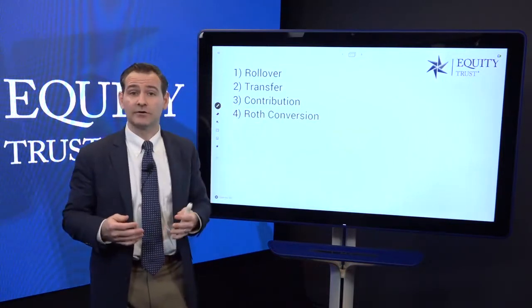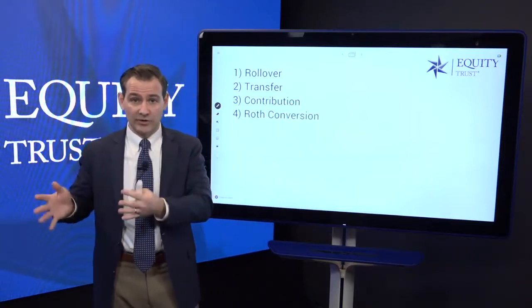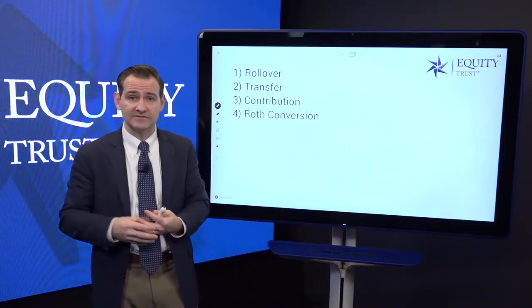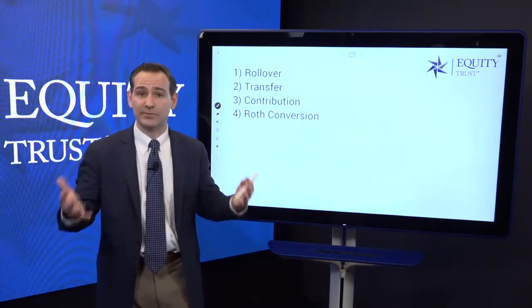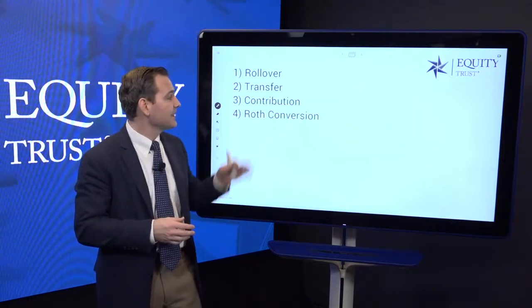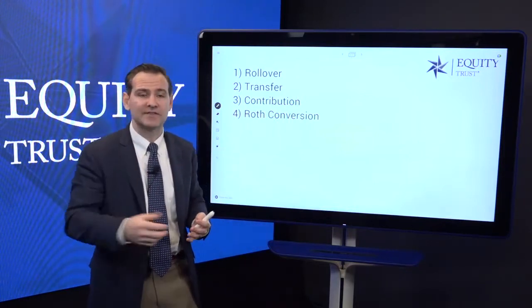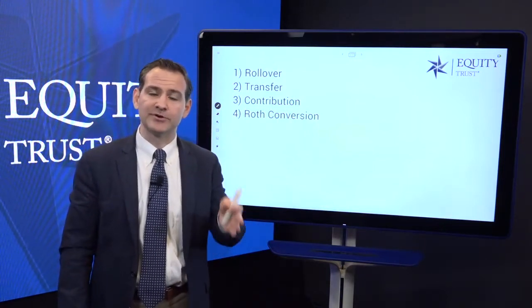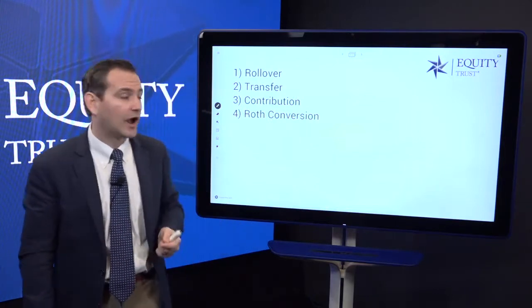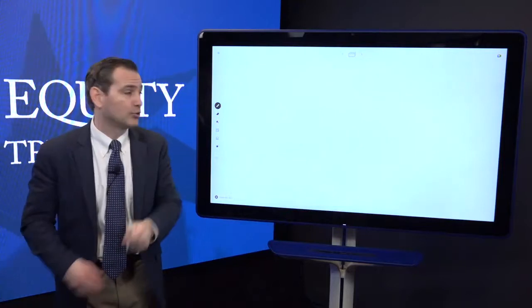A transfer from an existing IRA, that is moving from one financial institution to Equity Trust into a self-directed IRA to be able to invest in assets like gold and silver and real estate, private placements, and other alternative assets. A contribution, that is taking money out of pocket and simply contributing to the account. Or a Roth conversion, that is converting funds from a traditional IRA to a Roth IRA. So let's kick it off with the rollover from an employer-sponsored plan.